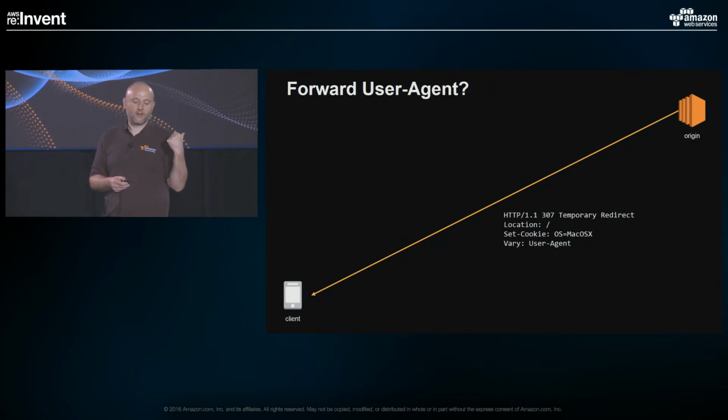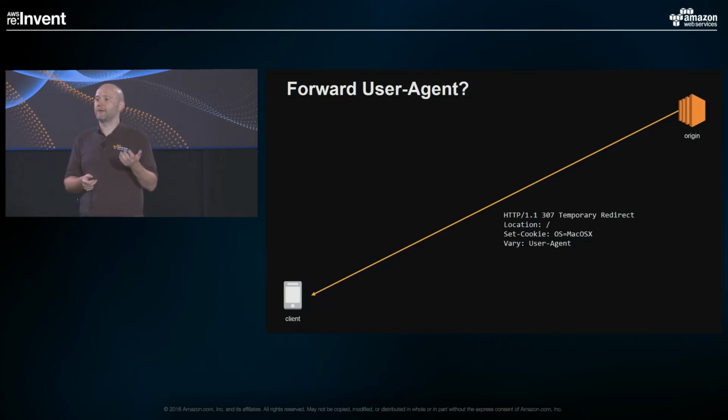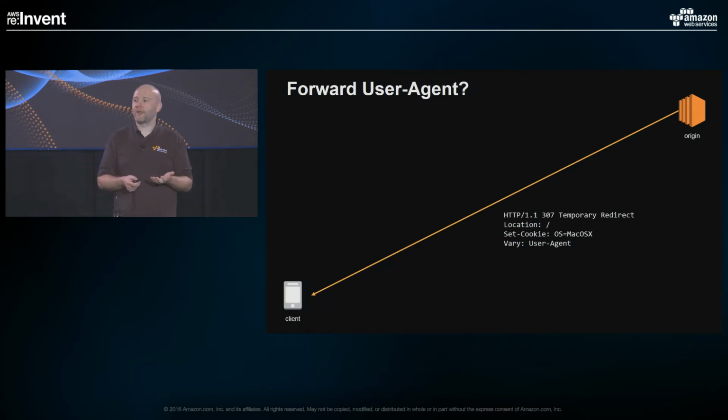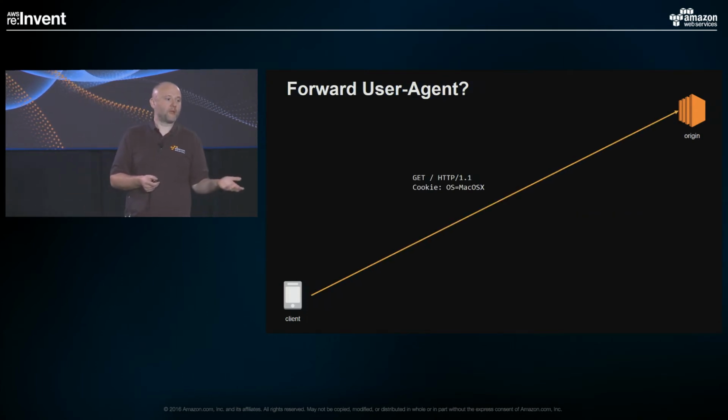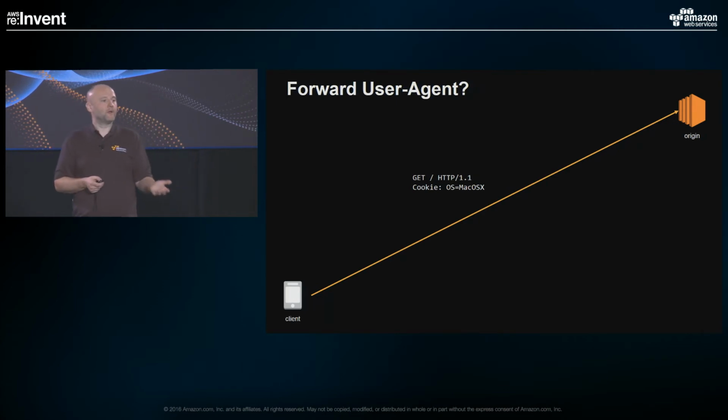So I've set a cookie here, operating system equals Mac OS X. So I've now got that information. And then for any other requests against that website, that cookie will be returned. And I'm forwarding that cookie so I can vary my response based on that cookie. So here I'm now making requests. The client sends a cookie. I can now define and understand what the operating system is without having to forward the user agent string for every URL on that website.